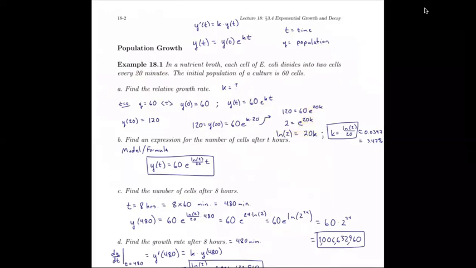So solving for k, I just divide by 20. So k is equal to the natural log of 2 over 20. And this is the most useful way to write this. It's the exact form, right? It's the most accurate form.